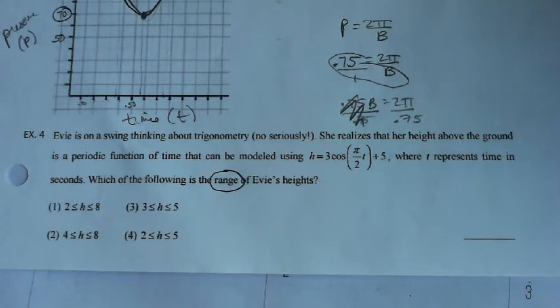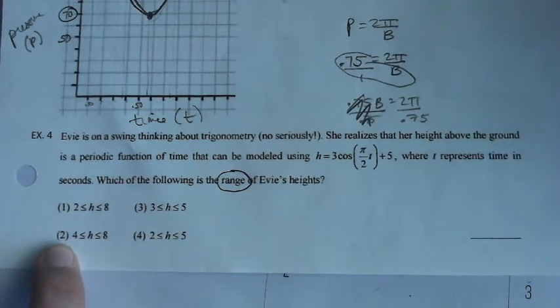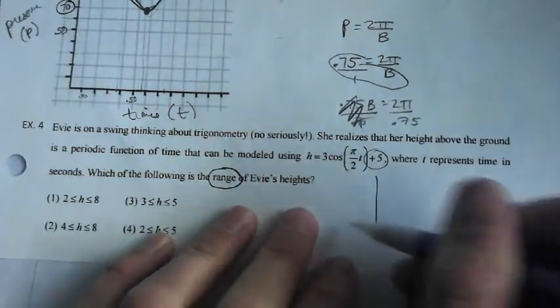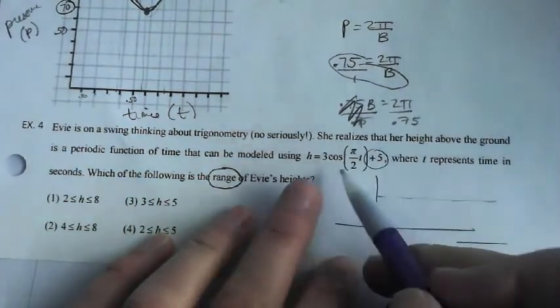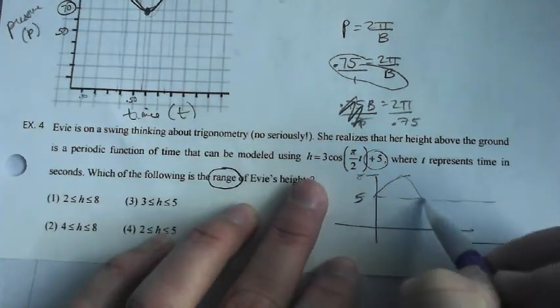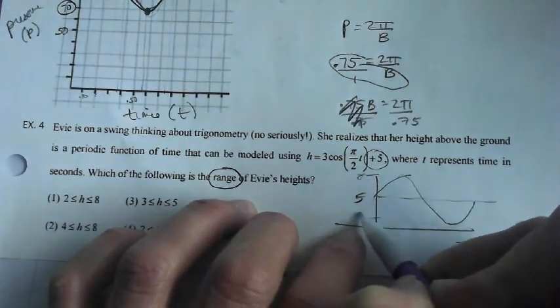Is there anybody who thought number 2 that can share their logic? Because I don't know where 4 would even come from. So the range being from the lowest point to the highest point really screams minimum and maximum. So knowing that your midline is 5 and your amplitude is 3, that means you go above 5 by 3, which brings you up to 8. And you also go below 5 by 3. If you go below that by 3, it brings you to 2.